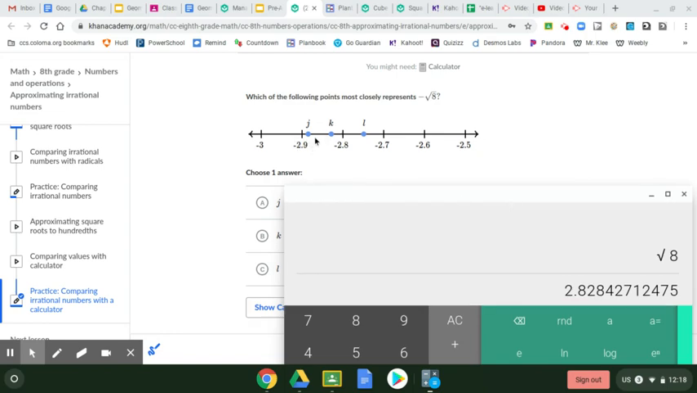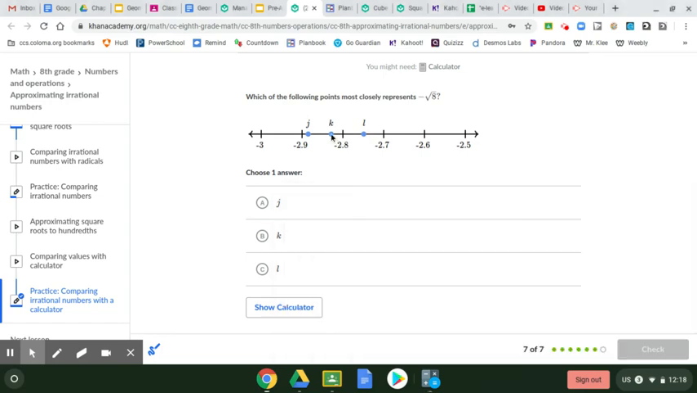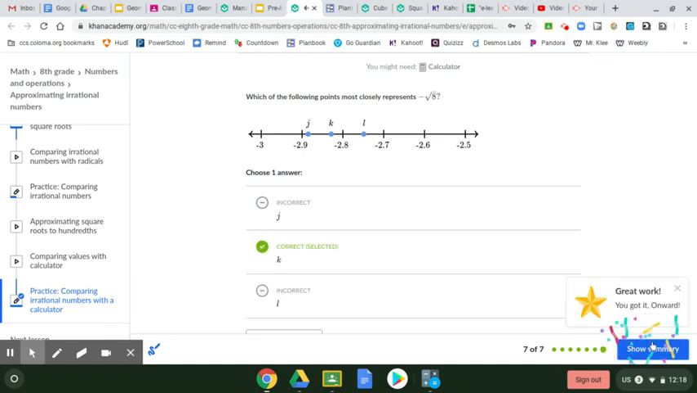So I'm asking myself, is negative 2.82 closer to negative 2.90 or negative 2.80? And ultimately, point K, I know it's way below negative 2.95. It's going to be a little closer to negative 2.80. So K ends up being the correct answer.